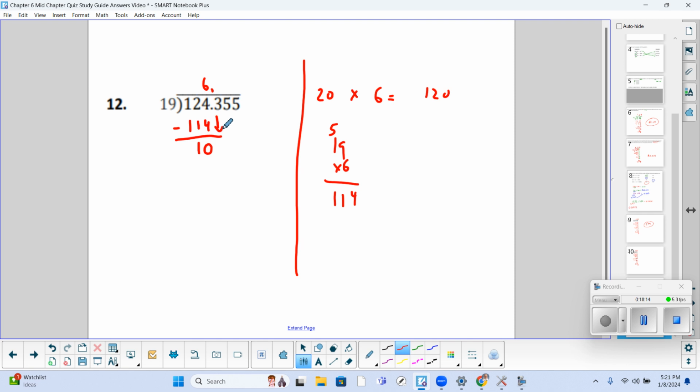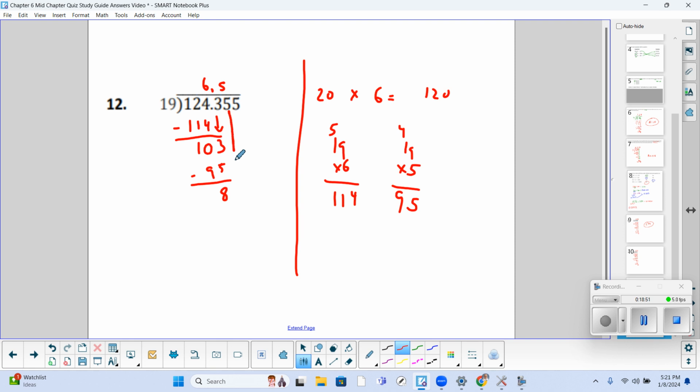And I bring down a 3. Well, I know that 6 times 19 is 114. That's too much, so I'm going to try one less than that. 5 times 19: 5 times 9 is 45, carry the 4. 5 times 1 is 5, plus 4 is 9. So that would be 95. That's pretty close right there. So I'm going to put a 5 here. 5 times 19 is 95, which means my remainder, 103 minus 95, is 8.